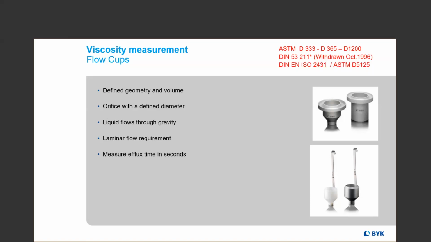And the measurement is done by measuring the efflux time, which is just the amount of time that it takes for the liquid to drain out of the cup. So you measure that time in seconds, and then through an equation that's specified for each individual cup, you can convert that efflux time into an actual viscosity. And this gives you kinematic viscosity in centistokes. Remember, kinematic viscosity, that's the one that does take density into account.